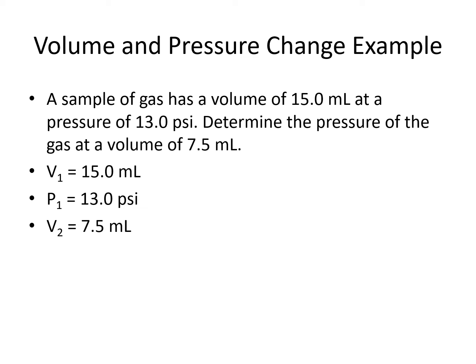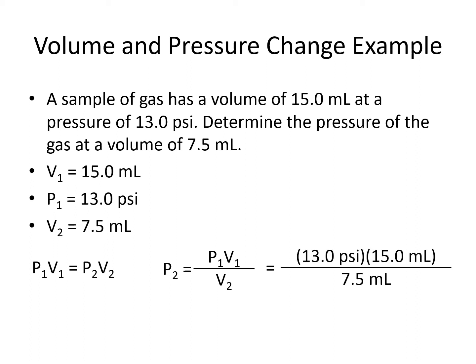We're using the Boyle's law equation, P1V1 equals P2V2. But before we plug in our values, we need to get the variable we're solving for by itself on one side of the equal sign. We're trying to find the new pressure, P2. So to get it by itself, we divide both sides by V2. Our rearranged equation is P2 equals P1 times V1 divided by V2. We plug in our values in the correct spots and come out with 26 psi. This answer should make sense. We're cutting our volume in half, so we expect our pressure to double, and it does.